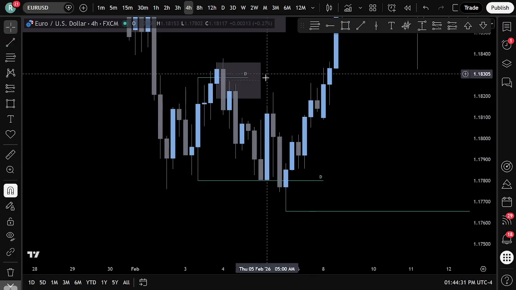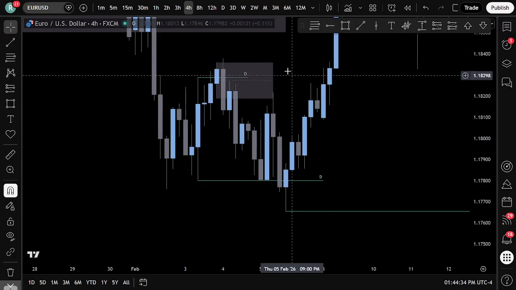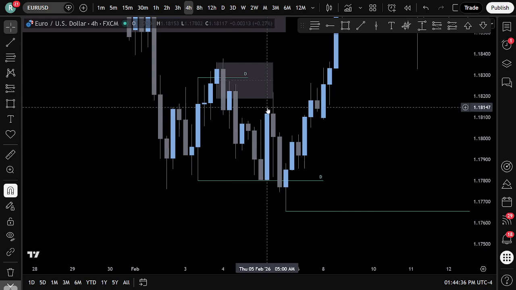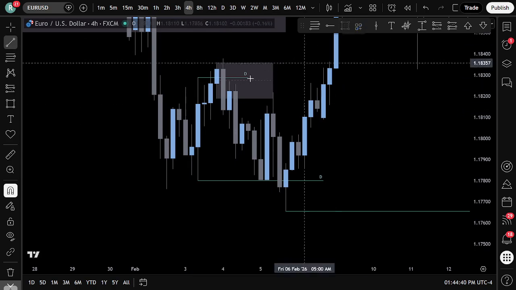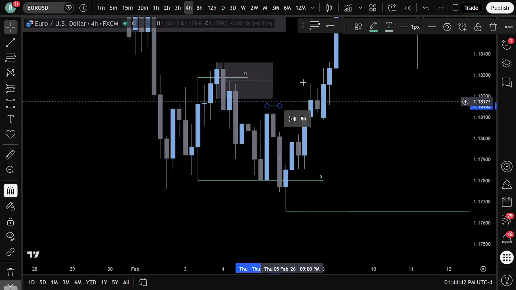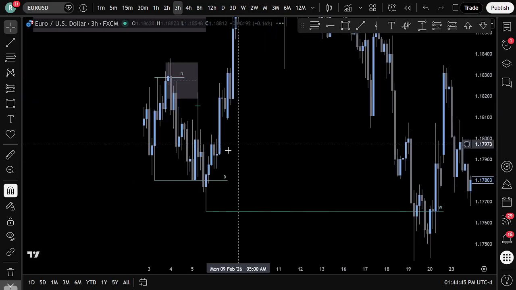People get caught off bearish, but not us, because we know what we're looking for in our drawn liquidity at the right time. Beautiful, right at 9 a.m. we take out into our key level a 4-hour range high. Let's just check to see if there's anything on the 3-hour as well.